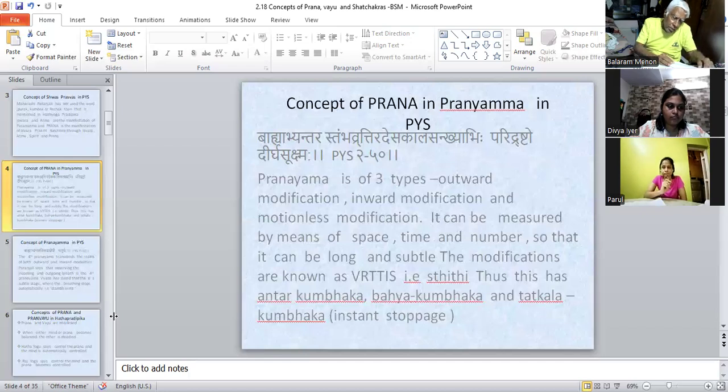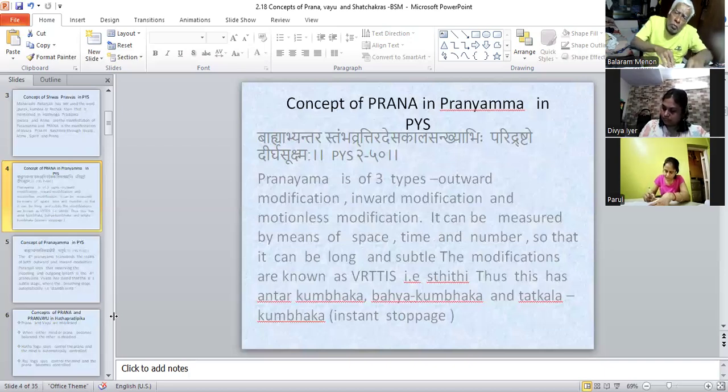First is Samprajnata, then comes Samadhi. Samprajnata Samadhi is Samadhi with seed. That means Samadhi with seed. Then Dharma Megha Samadhi.